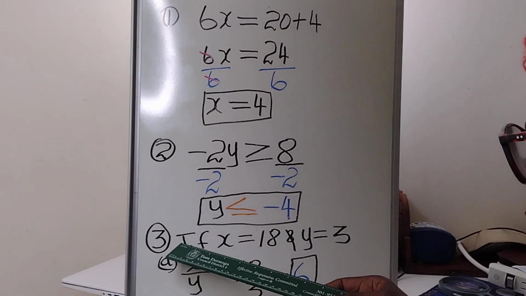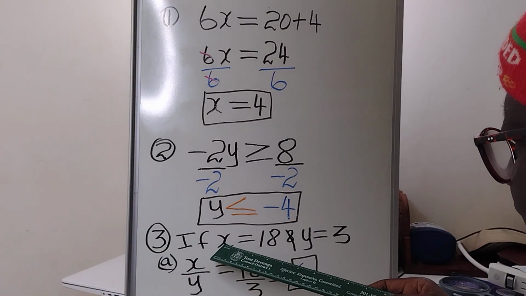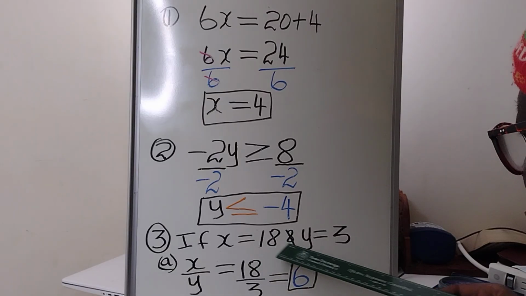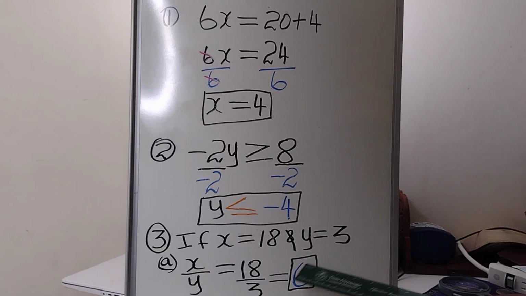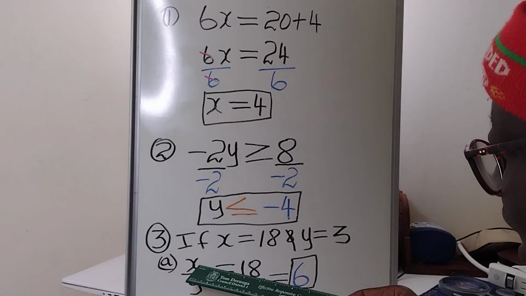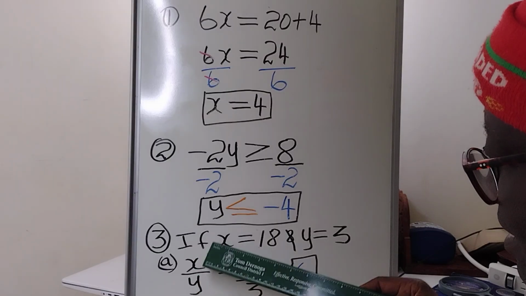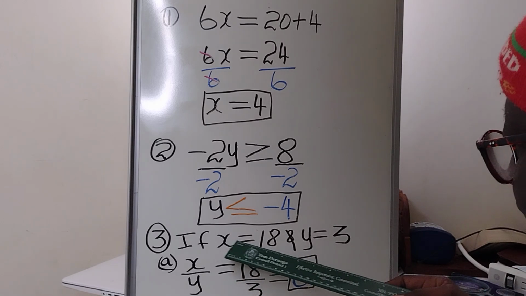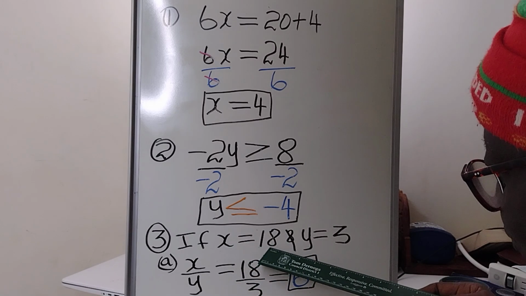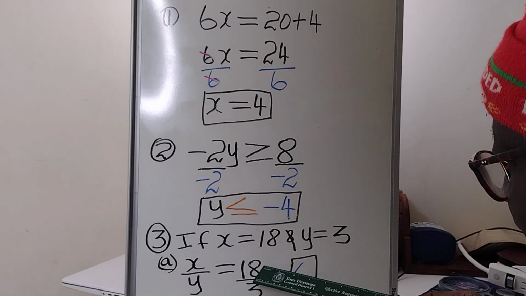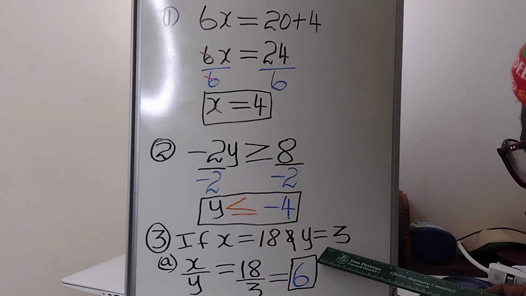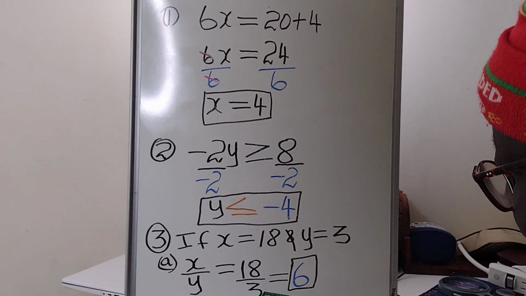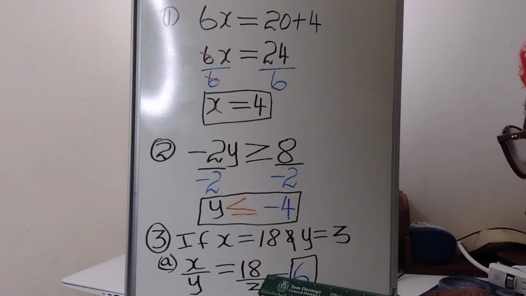So number 3 is asking, if you have x equal to 18 and y is equal to 3, find x divided by y. How can you do that? Simply because you are given the value for x, which is 18. That is what we have here. And the value for y is 3 right here. So you divide those two numbers, and if you divide 18 divided by 3, you have 6.